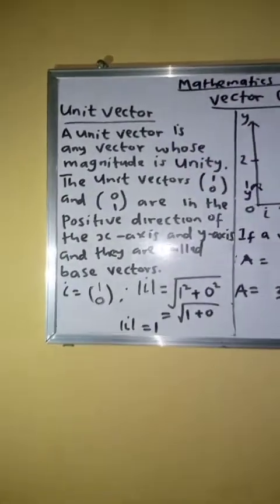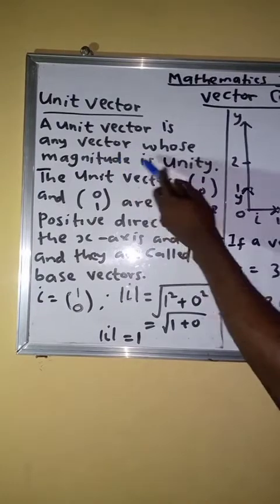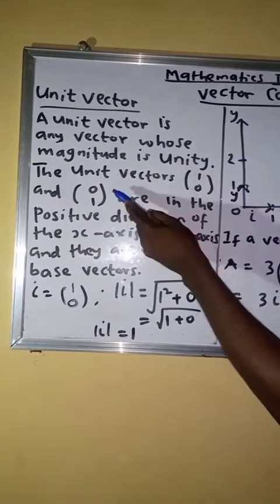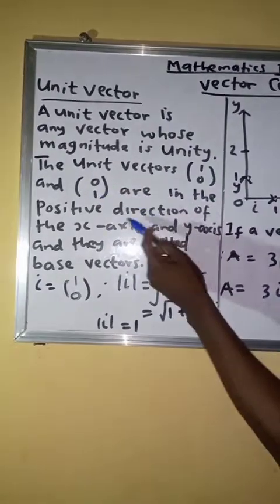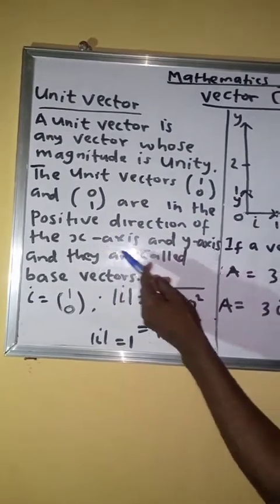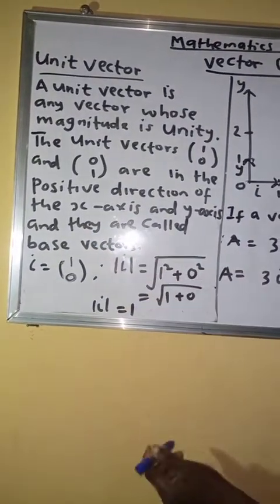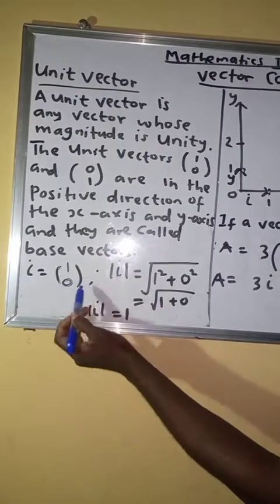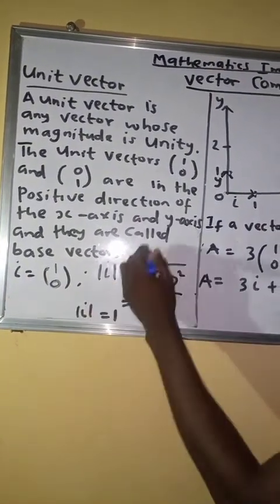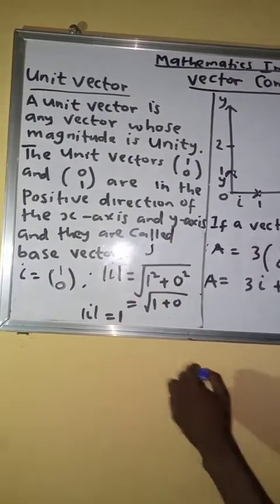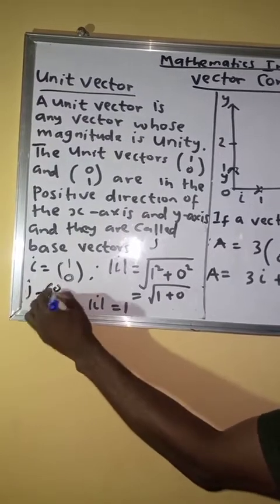Now we have vector components. A unit vector is any vector whose magnitude is unity, and the unit vectors (1, 0) and (0, 1) are in the positive direction of the x-axis and y-axis, and they are called the base vectors. The unit vector along the x-axis is represented as i, while the unit vector along the y-axis is represented as j. So we have that i is (1, 0), while j is (0, 1).